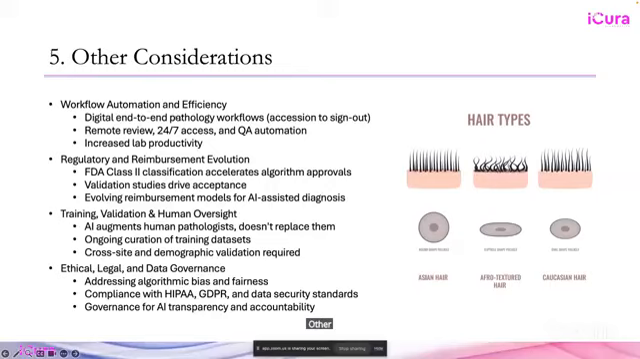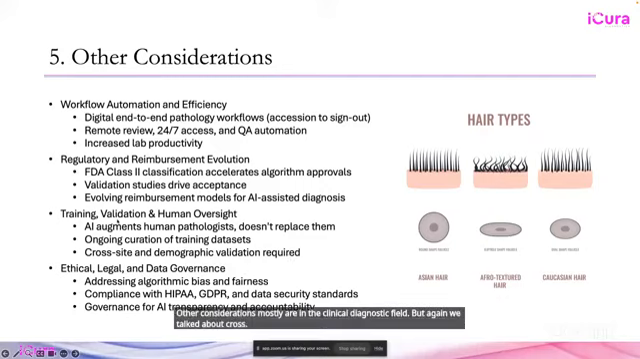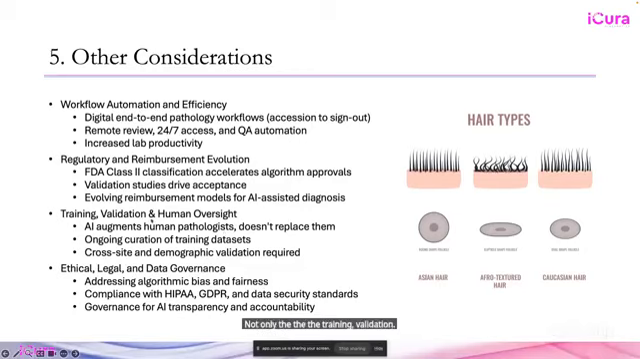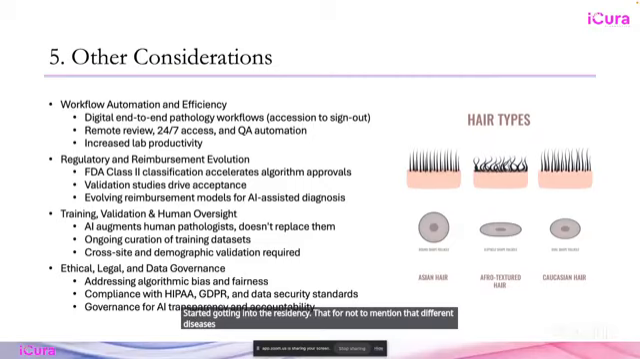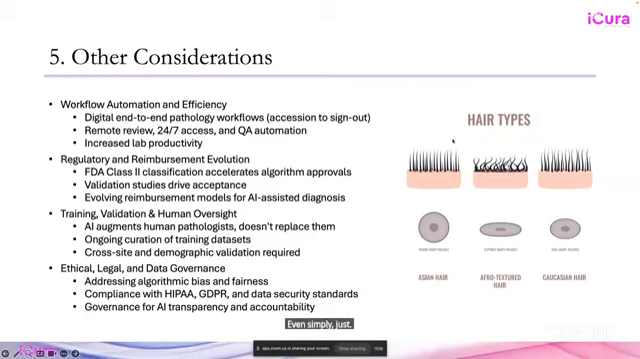Other considerations are mostly in the clinical diagnostic field. But again, we talked about not only the training, validation, and human oversight. This is probably the ethical part of it, or how do we make sure it's actually working correctly? I'll give you a very interesting example. I didn't know this until I started learning pathology in residency, that different diseases have different presentations or prevalence in different ethnic or racial groups, even simply the hairs, right? They call this Asian hair, and this Caucasian hair, and this Afro.